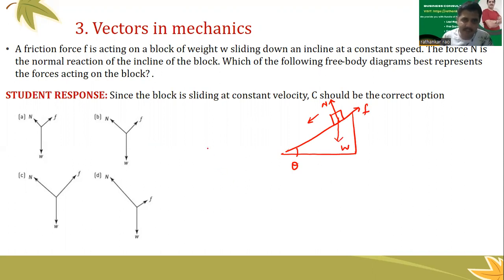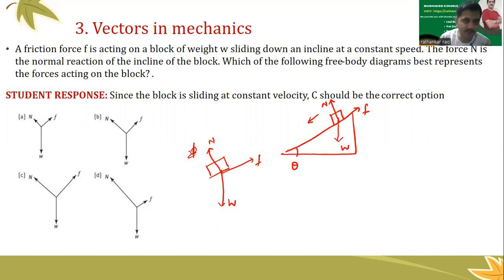Now let us write it separately to understand this. So, you have a block like this. You have the normal force here like this. Then you have the frictional force like this. And then you have a W force like this. Now, what is the question? Which of the following free body diagrams best represents the forces acting on the block? See, there are four options given over here. He's asking you which diagram will represent correctly.